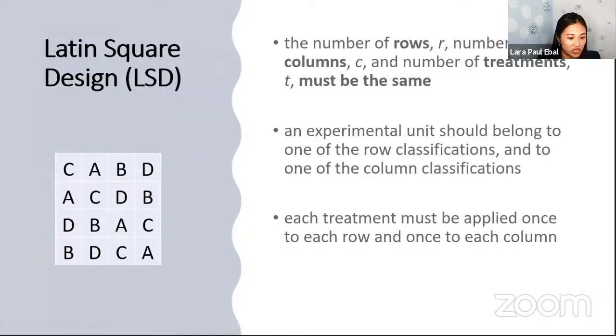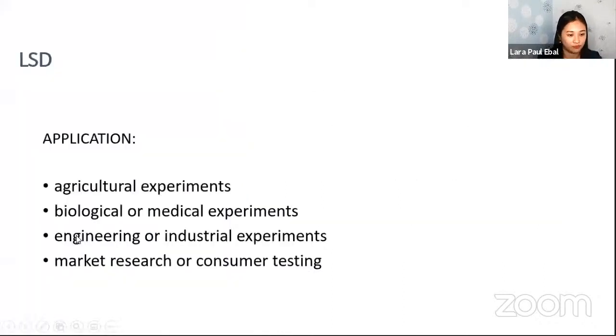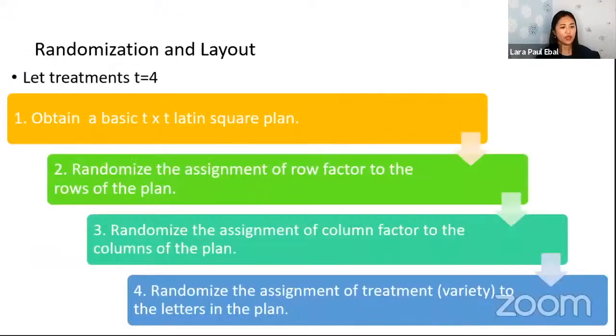As you can see in the illustration here, kita naman, si C appears once for row 1 and then for column 1. Application is the same, ganun pa din sa RCBD. Now, it's just that we consider another blocking factor. It can be in agricultural experiments, biological or medical experiments, engineering, or market research. Then we have this randomization. So the same pattern lang po yung discussion natin: there's CRD, RCBD, and Latin square. We have randomization, then the ANOVA, and then the test of hypothesis.